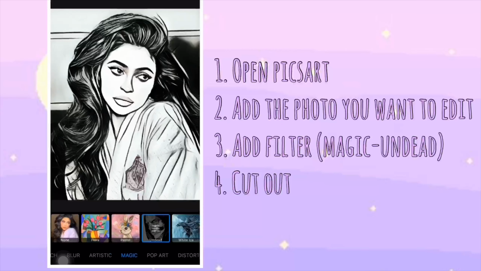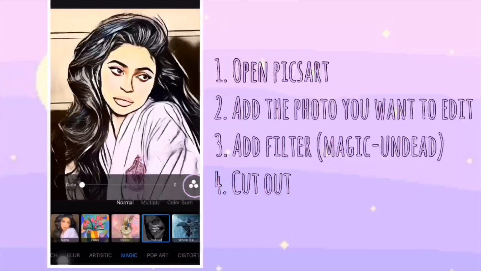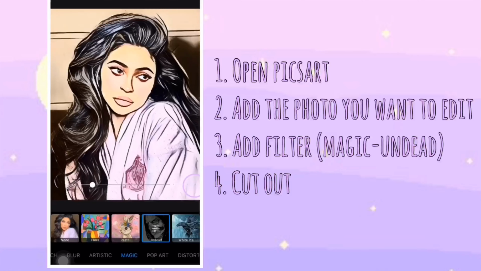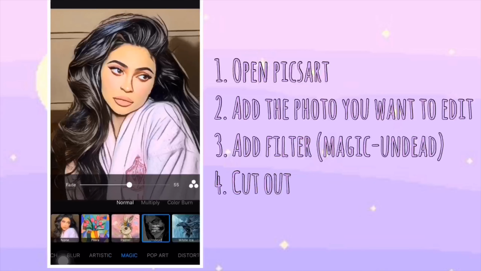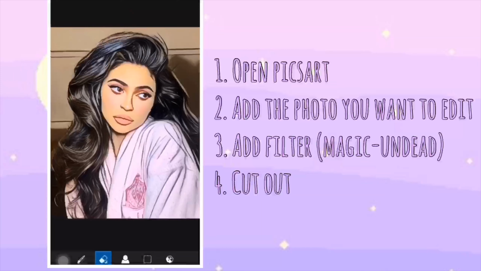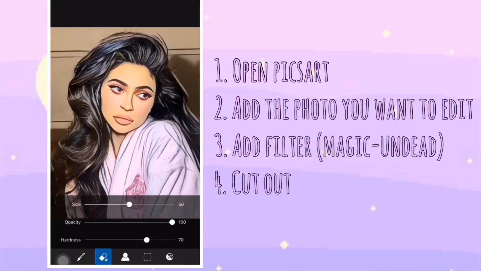As you can see, it turns black and white, so we will add some colors to the picture. Click the 3 circles and then adjust the fade to 55. Go ahead and click the eraser tool. You can erase the parts that you want to look natural. So in this picture, I will erase the face part to give it a natural look. Go ahead and click apply once done.